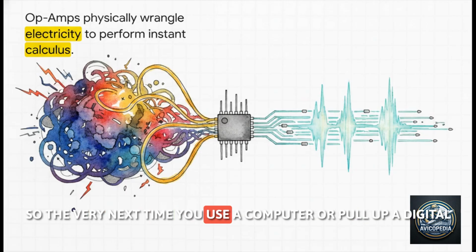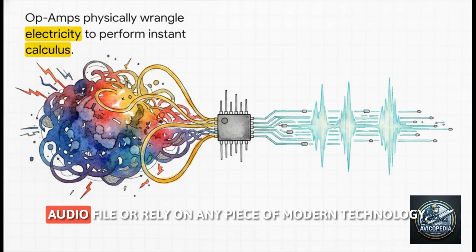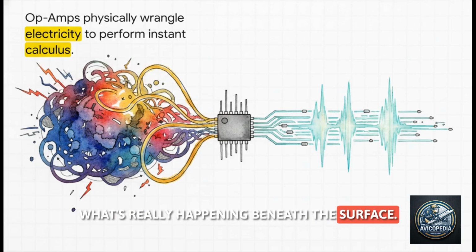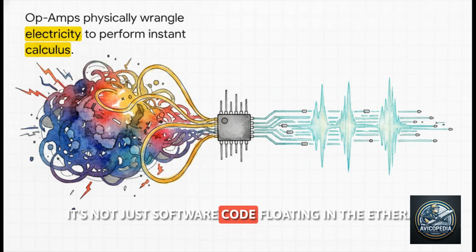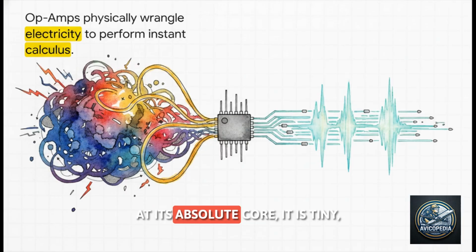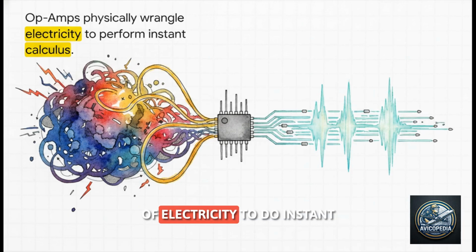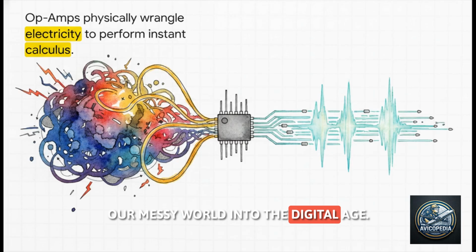So the very next time you use a computer, or pull up a digital audio file, or rely on any piece of modern technology, take a second to think about what's really happening beneath the surface. It's not just software code floating in the ether. At its absolute core, it is tiny, beautifully designed chips like the op-amp physically wrangling the fundamental forces of electricity to do instant calculus and translate our messy world into the digital age.